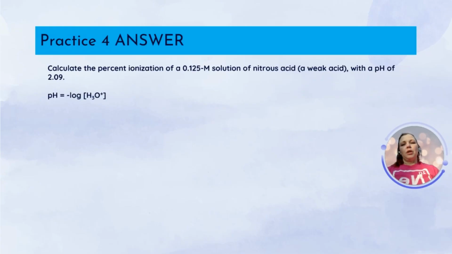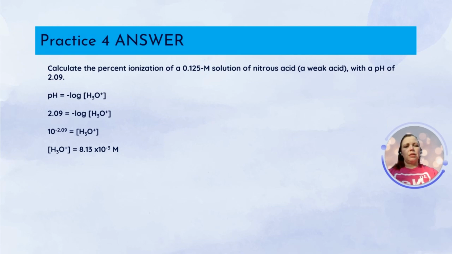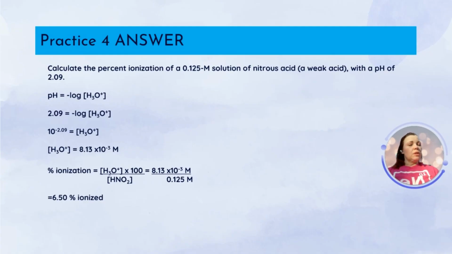Okay. So first thing, remember that pH is equal to negative log of your concentration of H3O+. So this is actually a plug and chug situation. What we need to find is your concentration of H3O+, and that will tell us the concentration after it dissociated, and then you'll divide that by the original concentration. So we're going to plug in for our pH, rearrange, and solve for H3O+, which is 8.13 times 10 to the negative third. Then you're going to take that and divide by the initial, which is 0.125, and then multiply by 100, and you're going to get 6.5% ionized, which sounds about right for a weak acid.